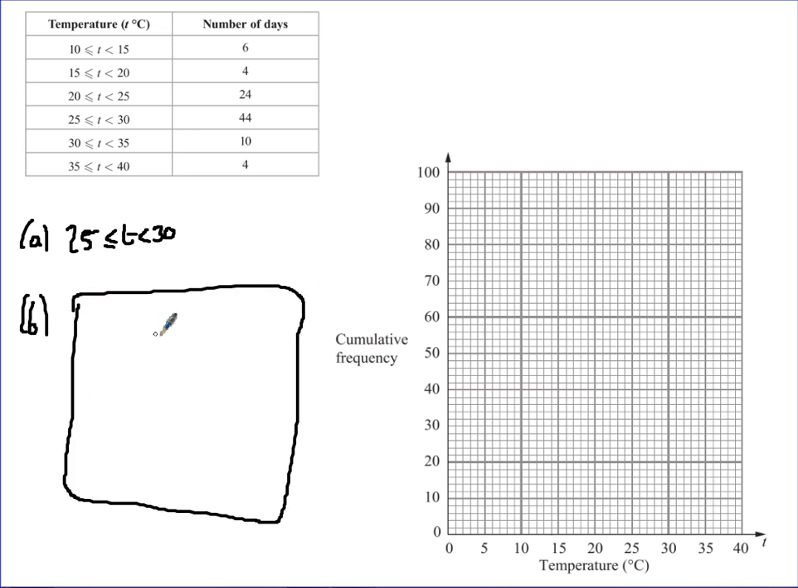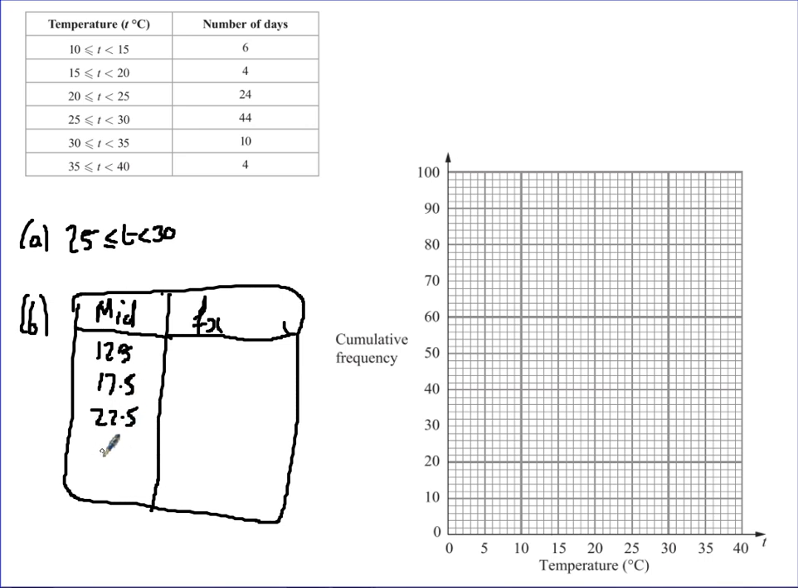So you need to first of all take an estimate of each temperature, and then you need to times that estimate by the number of times that temperature has shown up. So what we do is we find the midpoint of the temperature, and then we create a column called fx, which is this frequency column here, times by the midpoint. So you'd be 12.5, 17.5, 22.5, 27.5, 32.5, and then 37.5.